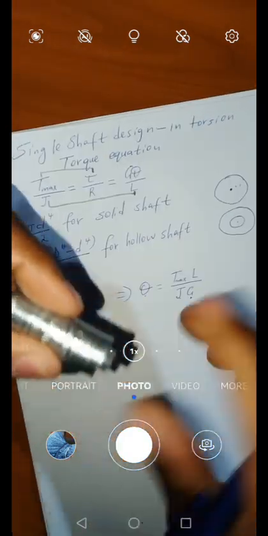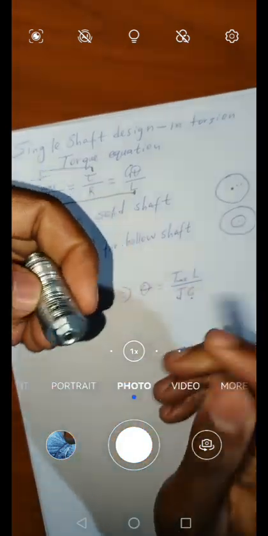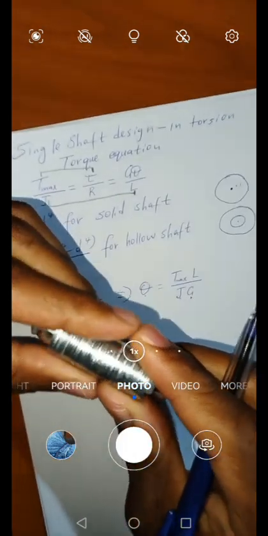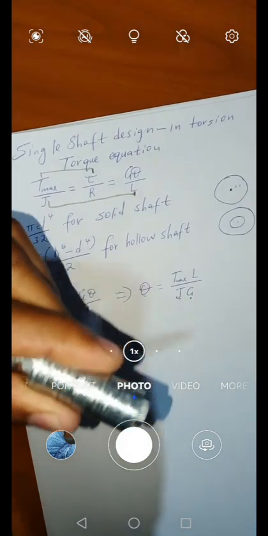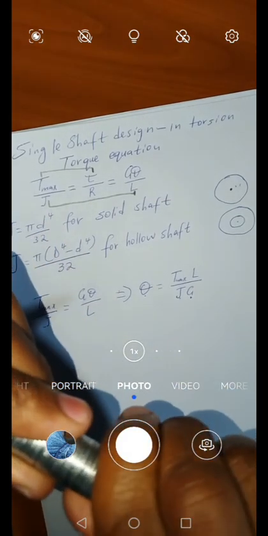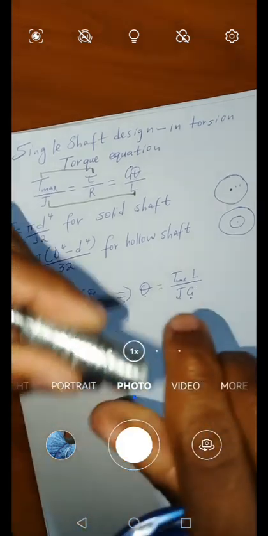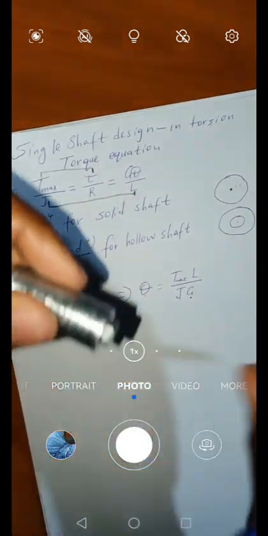So the same thing, if the profile of this shaft has a bigger resistance, then it won't be easy for you to twist it. To twist it, you'll have to apply a very big force. Right.